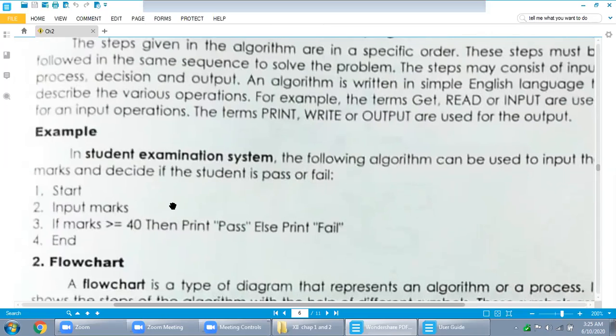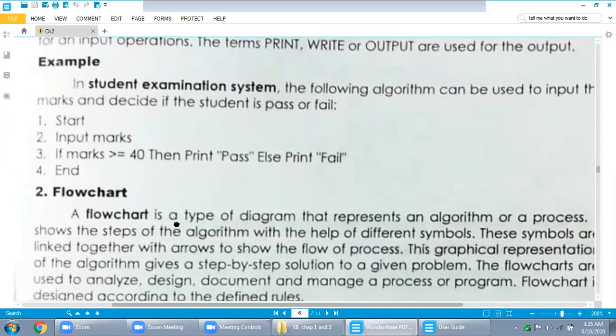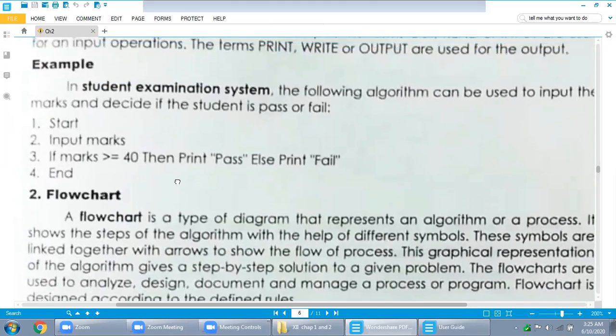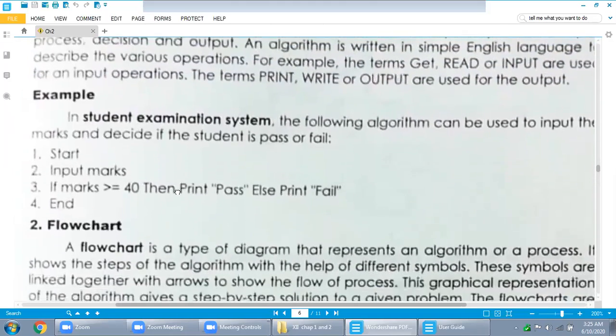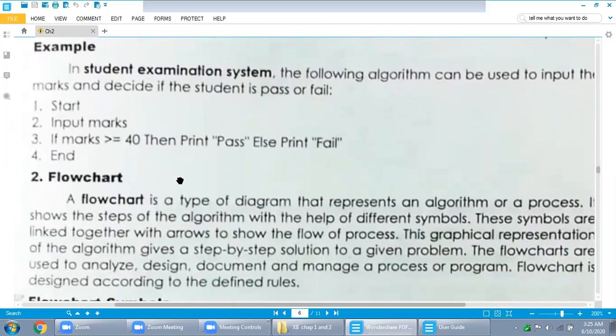So in the example, we have discussed on which criteria a student is pass or fail. We write the algorithm also. Algorithm you also study in the 10th class in very detail. So over here, just one example. Next topic is flowchart. As I told you, the definition of algorithm is a step-by-step process in order to solve a particular problem.